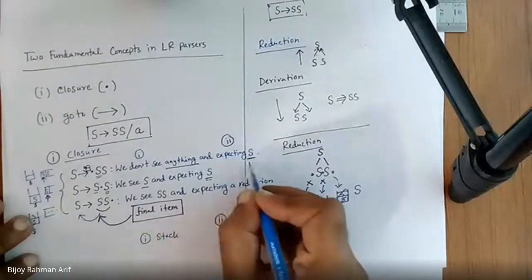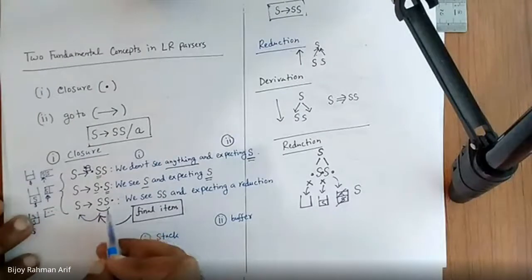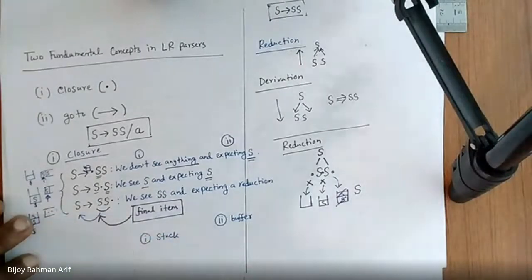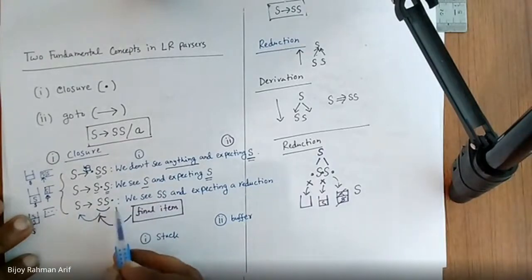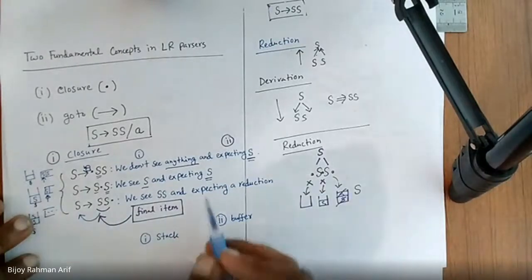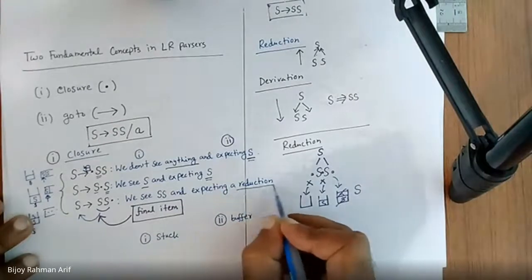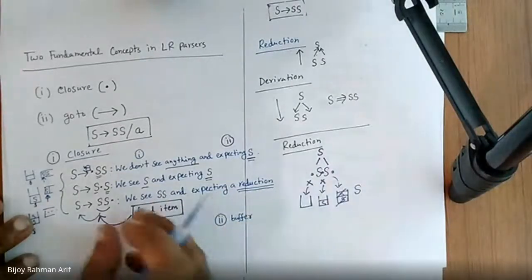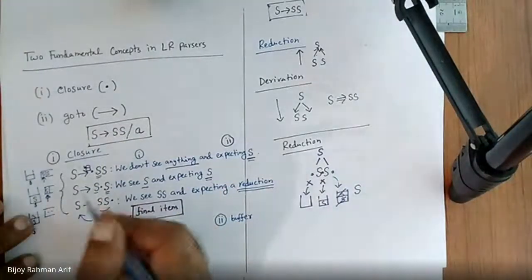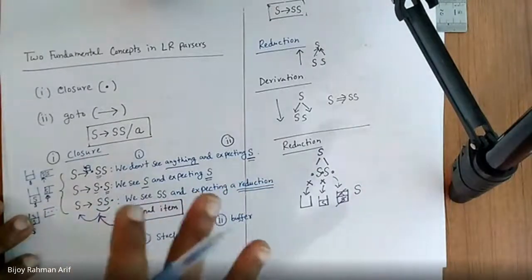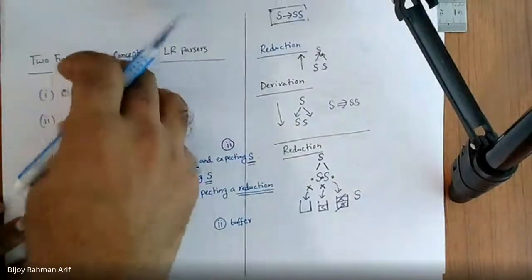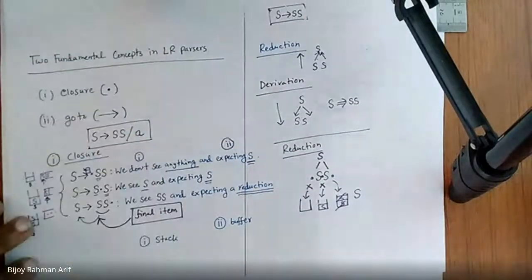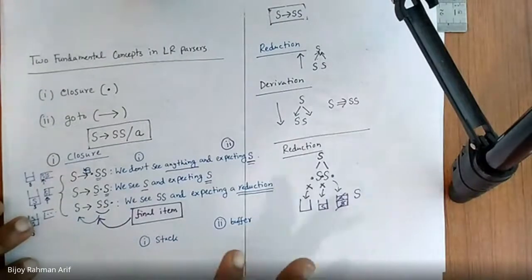Now if you go to the end of the closure, that means we have seen everything. We have seen both capital S's, and we reach the end of the production. So we are expecting a reduction. This type of movement with closure operations is possible. Using this movement of the closure operation, we are converting the whole grammar to a finite automata, and by traversing that finite automata, we are trying to parse the string.